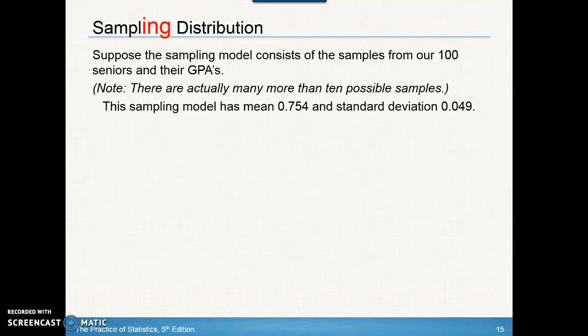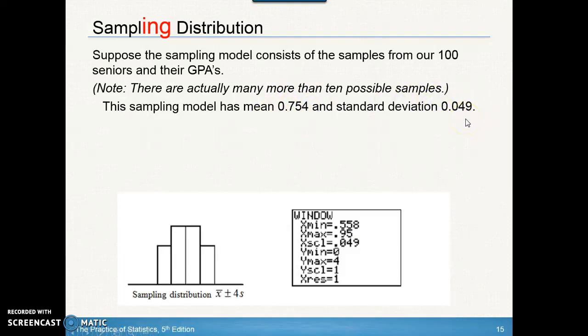Okay, suppose that the sampling model consists of the samples from our 100 seniors and their GPAs, okay? Now, keep in mind there's actually more than 10 possible samples, so we did 10 of them, okay? We took 10 samples of 100 students and found their sample proportion. Now, there's many, many more than that. This sampling model, so that's basically saying if I took all of those GPAs from the 10 samples and put them in a curve, has a mean of 0.754 and a standard deviation of 0.049.